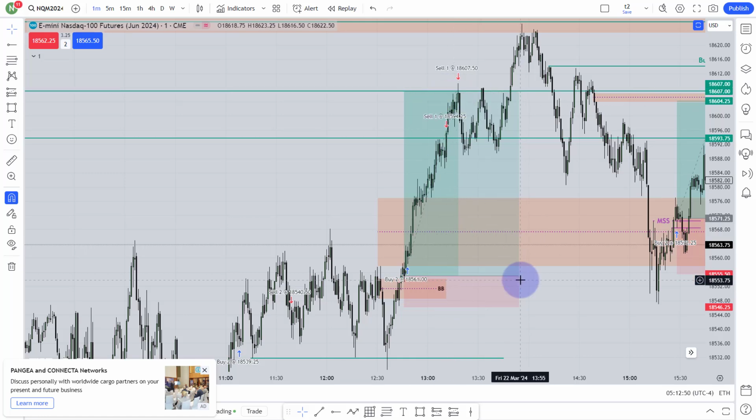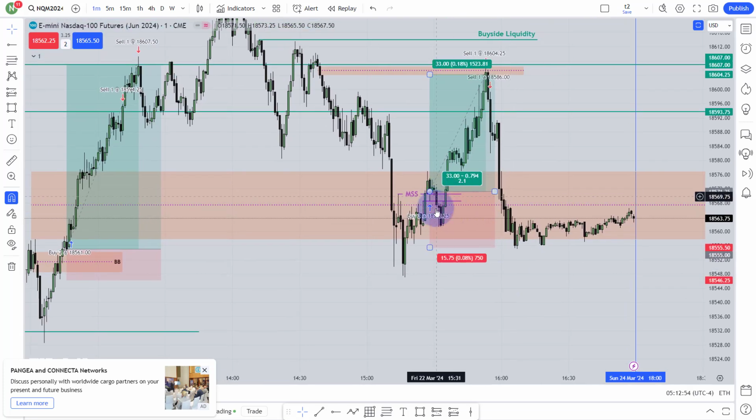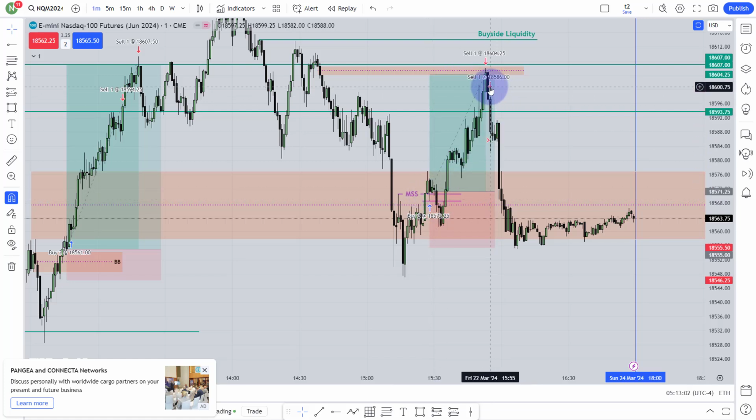So that was my breaker block entry. And then finally this entry. Look at this candle, just this candle came to that tap to that fair value gap. I took my entry, and over here I took a partial to that last fair value gap. Then I got stopped out.